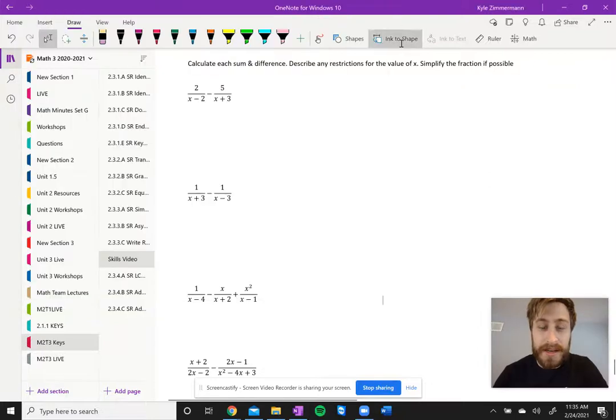It's Mr. Z, and today we're going to calculate some sums and differences while describing the restrictions of x and simplifying good old fractions. Let's take a closer look.